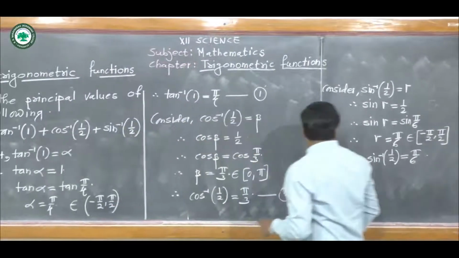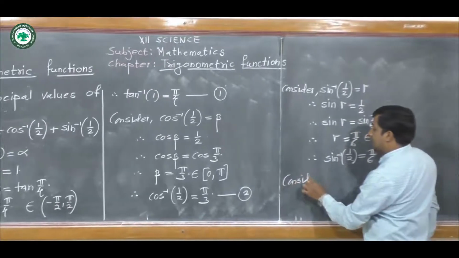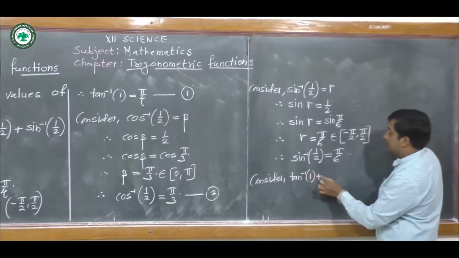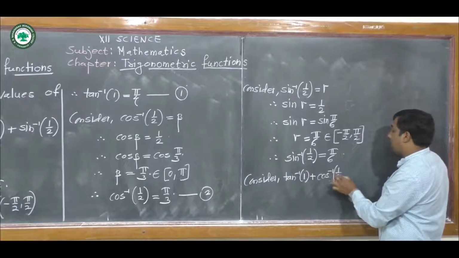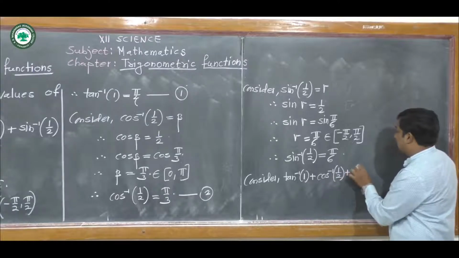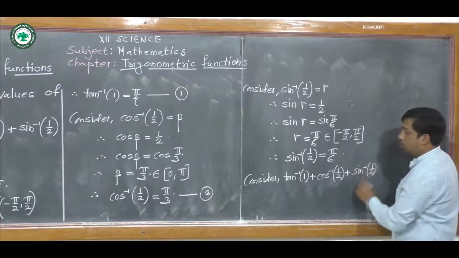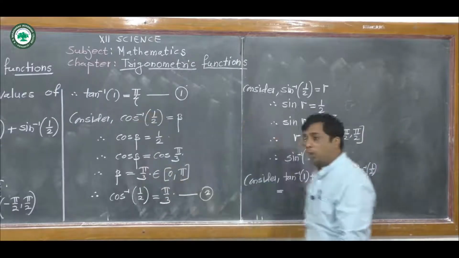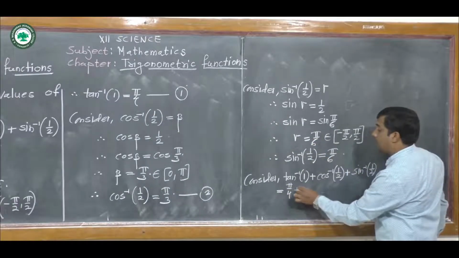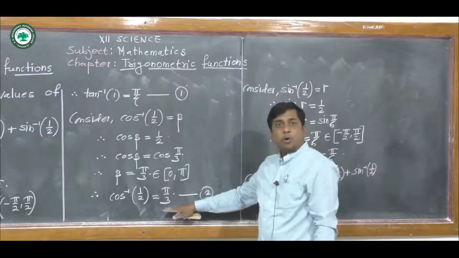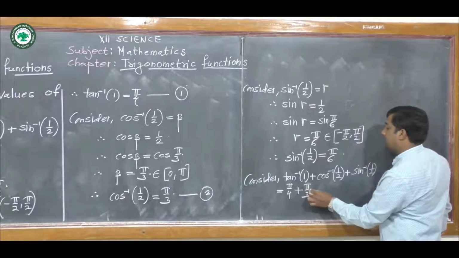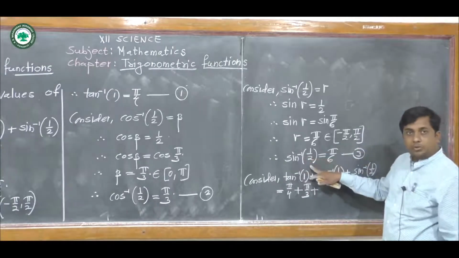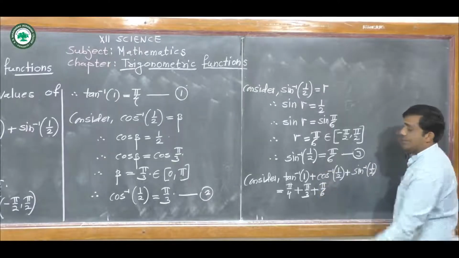Okay, here consider tan inverse of 1 plus cos inverse of 1 upon 2 plus sine inverse of 1 upon 2. This is equal to, we know tan inverse of 1 is pi by 4. Then cos inverse of 1 upon 2 is pi by 3. Then in the third, we consider sine inverse of 1 upon 2, and that is pi by 6.